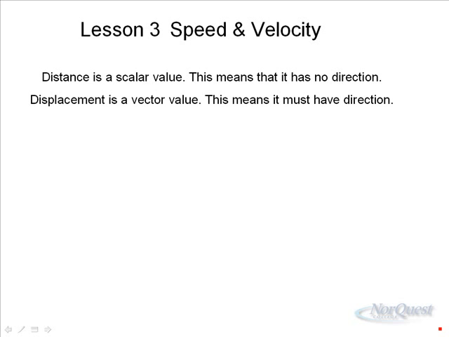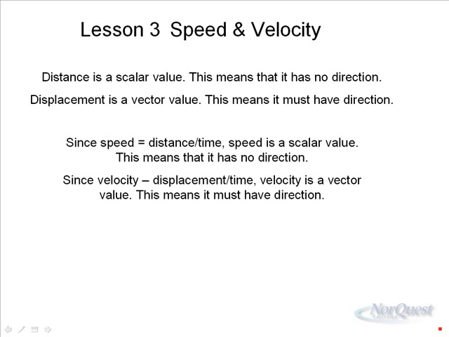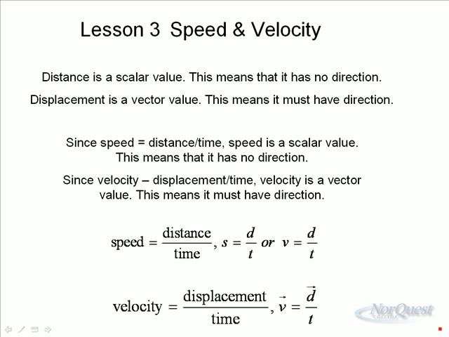So since speed is equal to distance over time, then speed is a scalar value as well. So speed and distance are scalars, whereas velocity and displacement are vectors. Velocity is a vector. That means it must have direction. Notice for speed, distance over time, velocity, displacement over time. Now you understand what the arrows are all about.